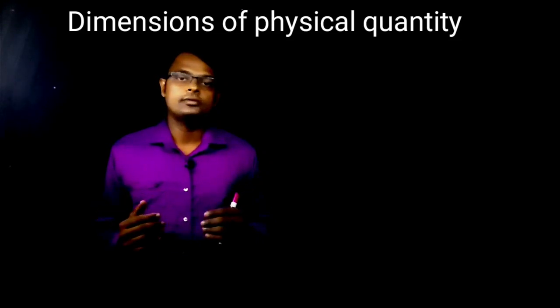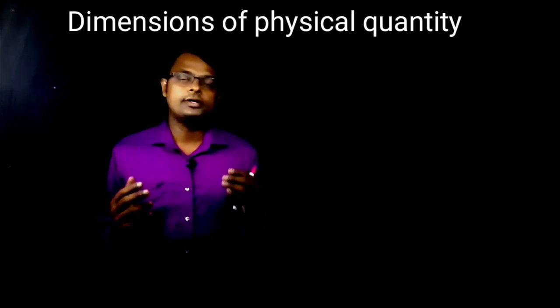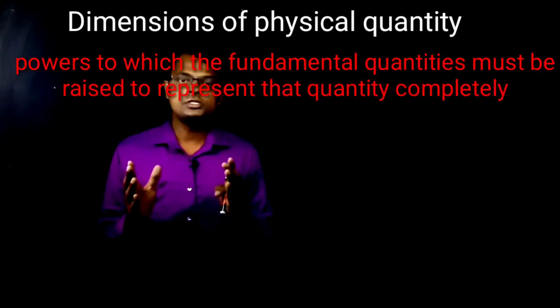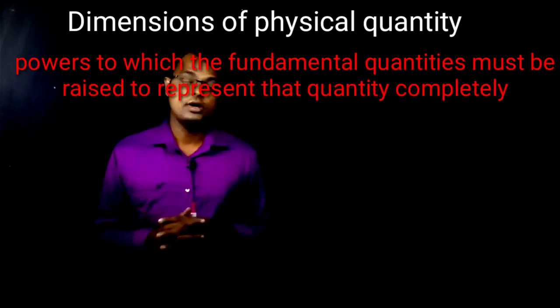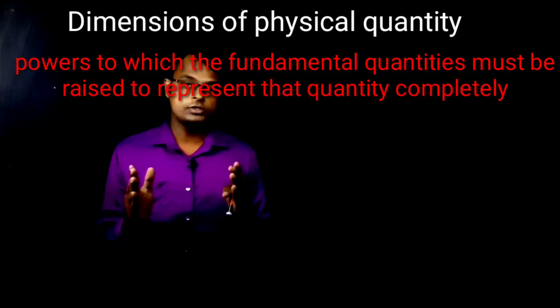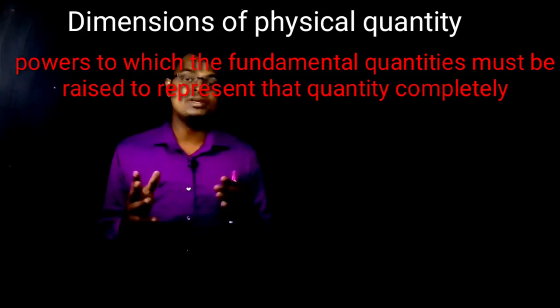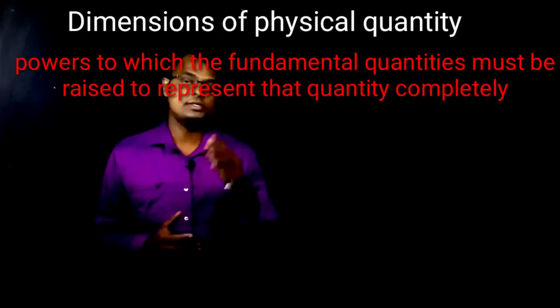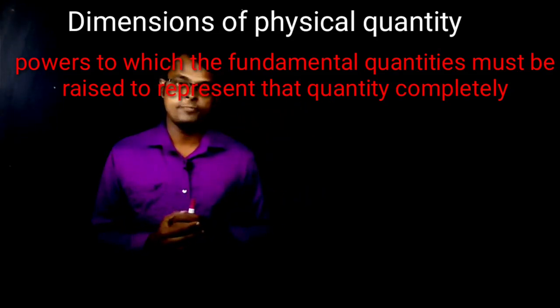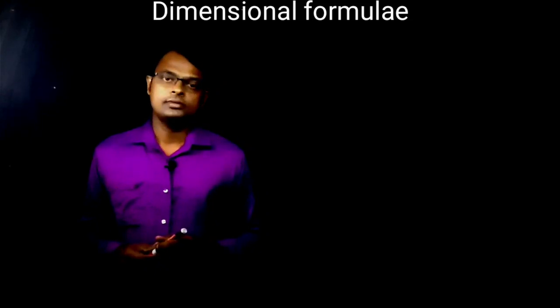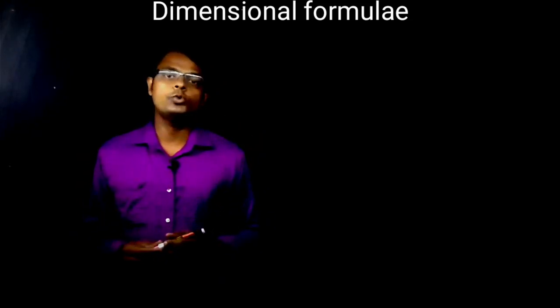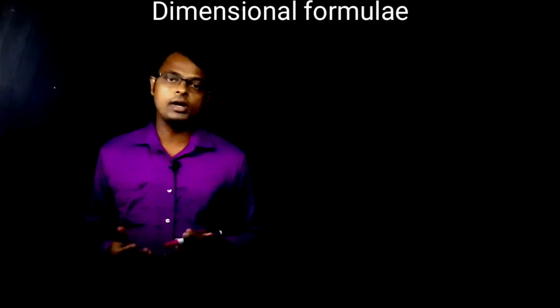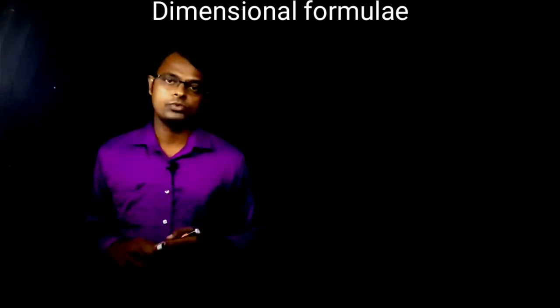So once again, what is meant by dimensions of a physical quantity? Dimensions of a physical quantity are the powers to which the fundamental quantities must be raised to represent that quantity completely. So that is the definition. You can see the definition here. Now let's discuss a few examples of how to write the dimensional formula as well as the dimensional equation.